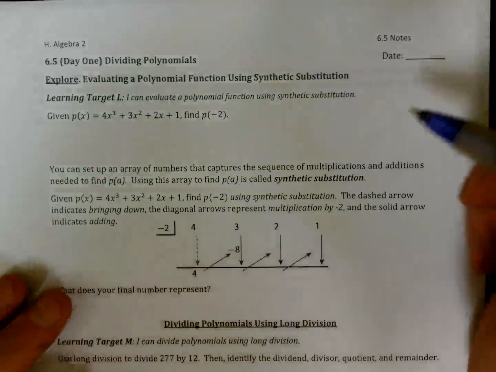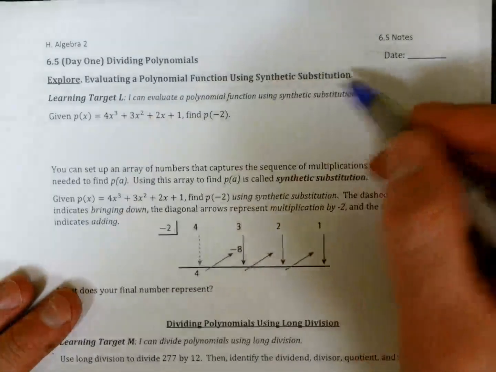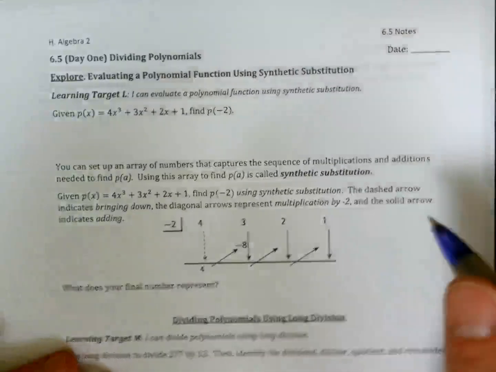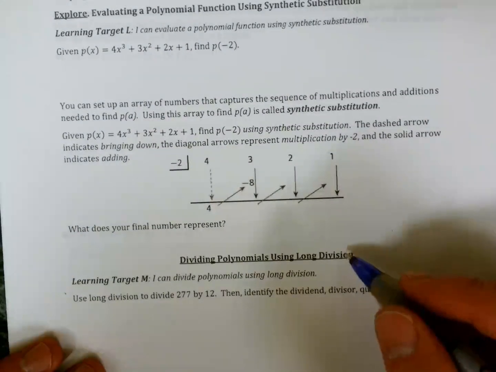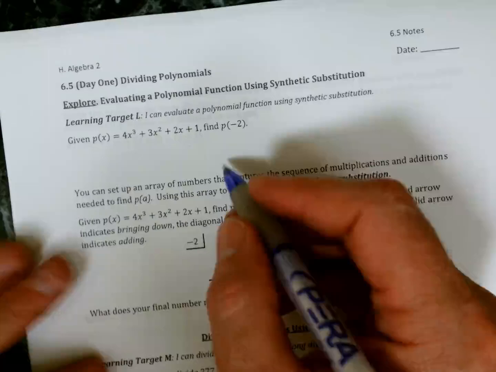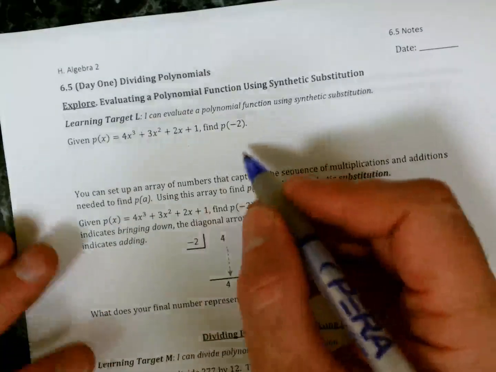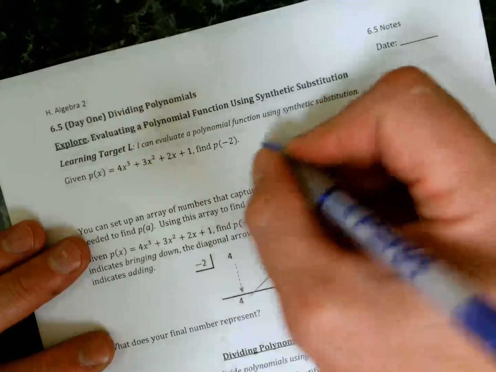All right, we're going to do all things synthetic, including synthetic substitution and synthetic division. We're also going to learn how to divide not just numbers again, but polynomials. So let's start with synthetic substitution. And just like any other substitution, we could solve that. You already know how to do substitution in here.